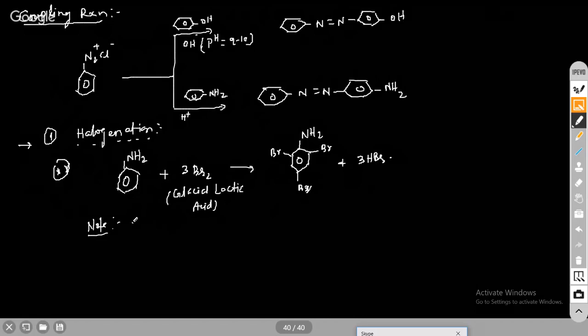In chlorination, a water-free solvent such as chloroform should be used. Otherwise, oxidation takes place. Aniline will get oxidized if water is present. So in case of chlorination, we use chloroform, a water-free solvent. That is one important thing that you must keep in mind, otherwise oxidation takes place.